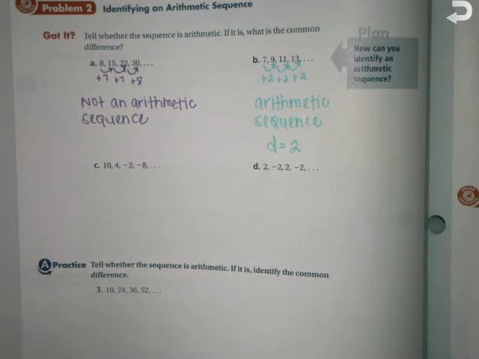Okay, part C, 10, 4, negative 2, negative 8. Is this one arithmetic? What was the common difference? Negative 6. What about part D? Okay, but is times negative 1 arithmetic?